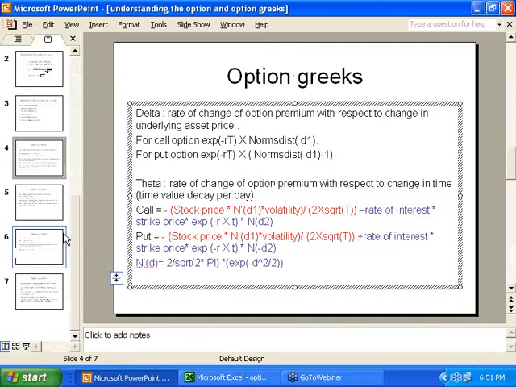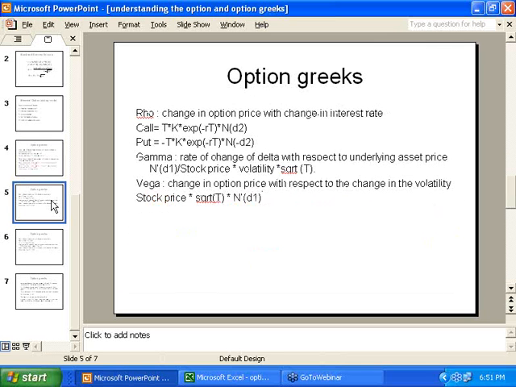Now we'll move on to the next part, which is rho, gamma and vega. So rho says change in the option price with the change in the interest rate. This part is quite simple, and I am just avoiding it because we are not trading in interest rate options, and it is a straightforward formula: time multiplied with the strike, exponential to the power rate of interest into time, into normal distribution of d2. Then we will focus on the gamma, rate of change of delta with respect to underlying asset price change.